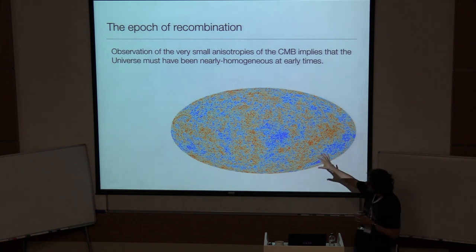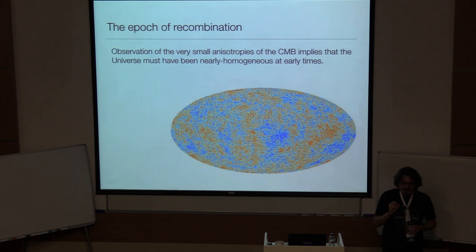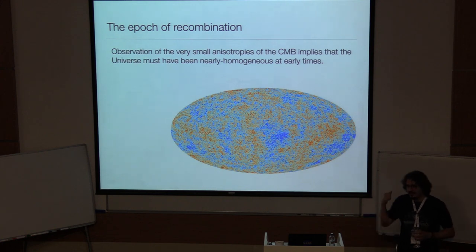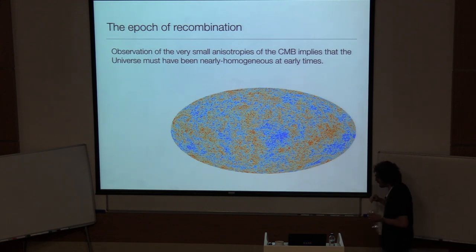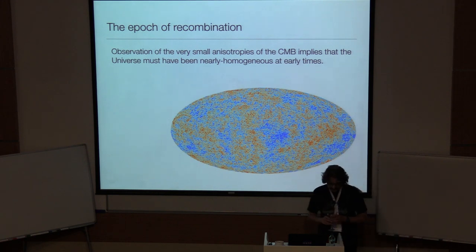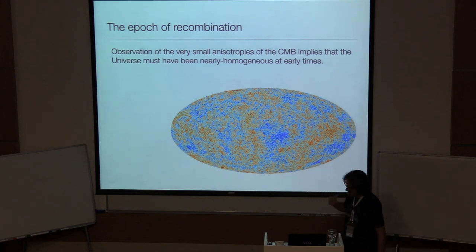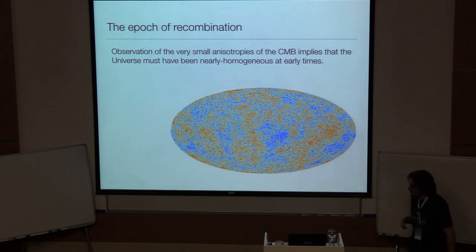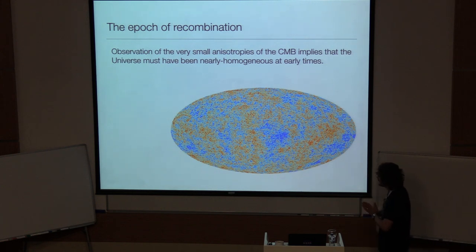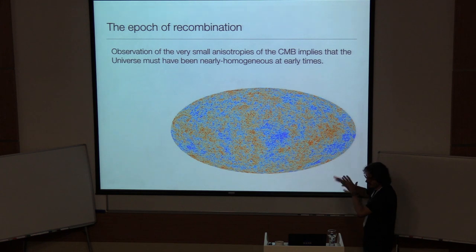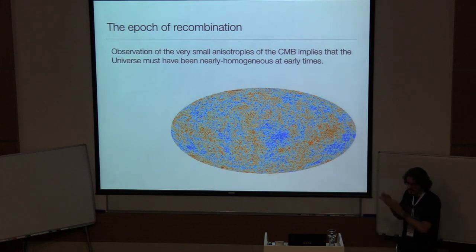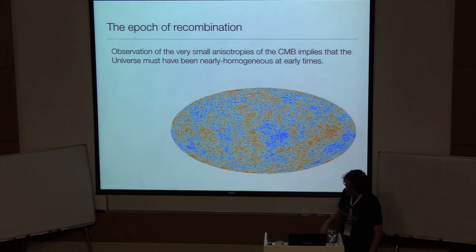There are certain features. The most obvious feature is a degree size feature, which I will come to at the very end of the talk when I talk about baryonic acoustic oscillations. But that's a result of the propagation of pressure waves. We will come to that. But essentially, you see fluctuations of all scales. So these are actually cosmological and very, very interesting.